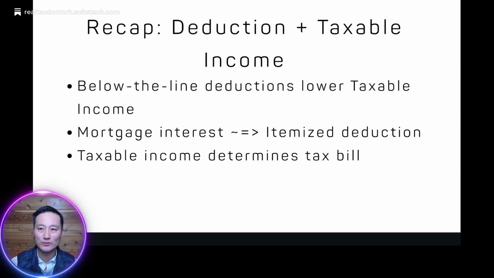Let's do a quick recap on below the line deduction and taxable income. First, below the line deductions are what lower your taxable income. When you have mortgage interest payments, you could itemize deductions instead of taking the standard deduction. And finally, taxable income is what determines your tax bill.